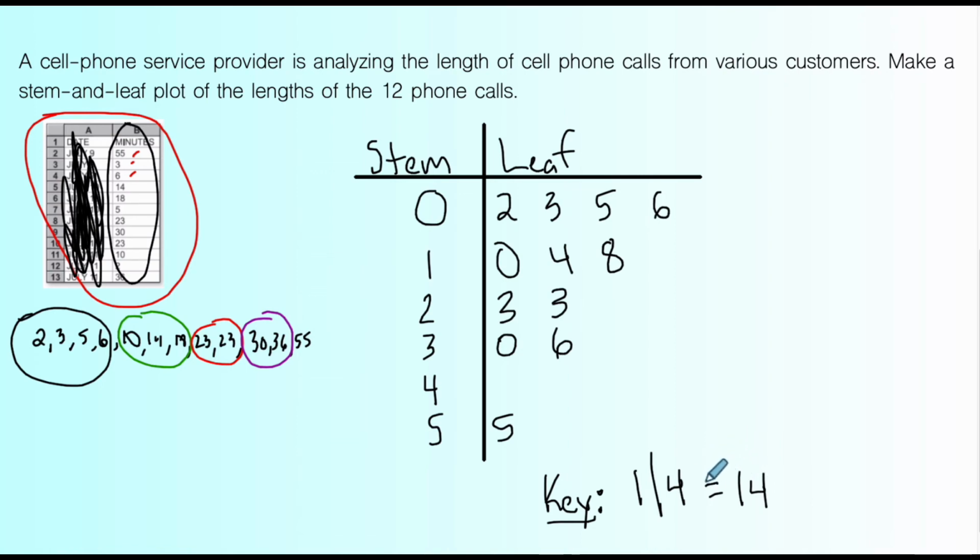Well, what if we were talking about numbers that were, I don't know, decimals? What if this actually stood for 1.4? Or what if you had numbers in the hundreds or whatever? I could say a ton of things. The key is very important because it lets the reader know what type of numbers they are analyzing and looking at. And now the last example for today.